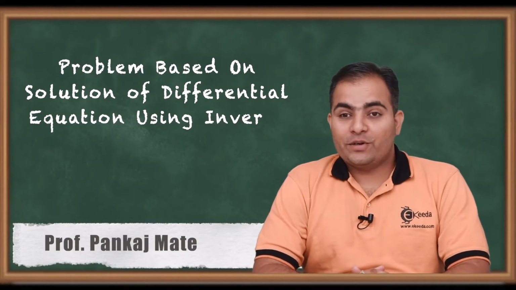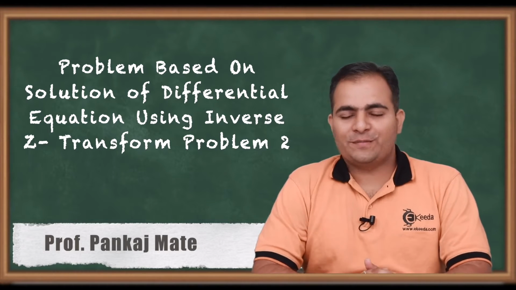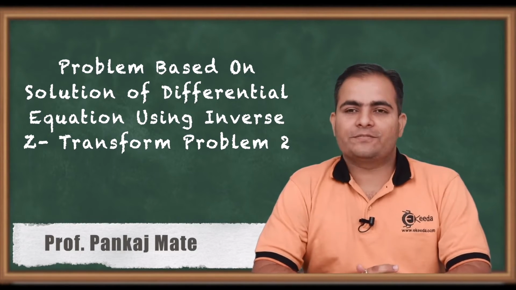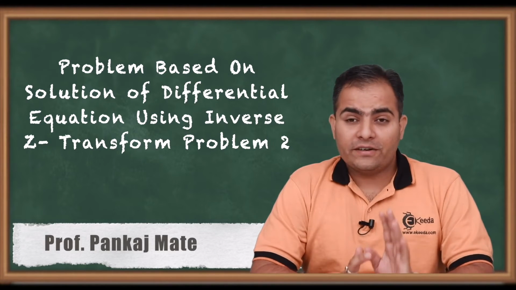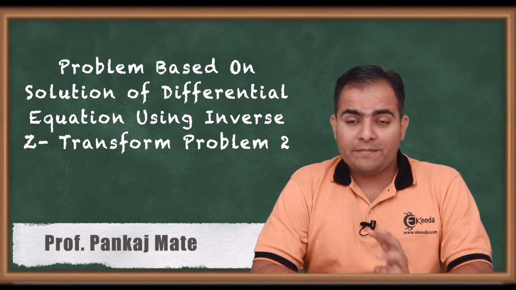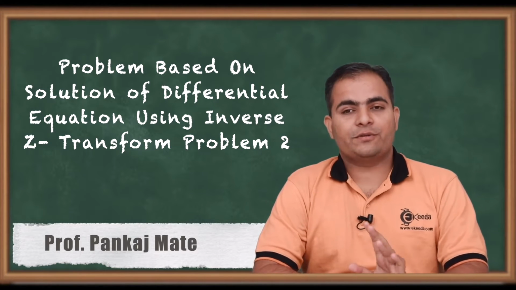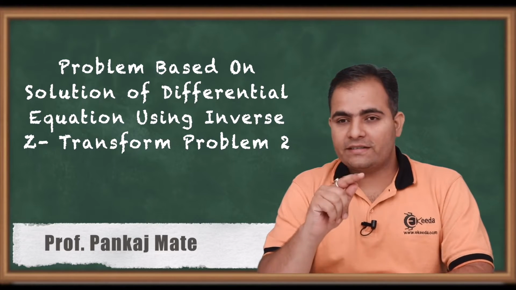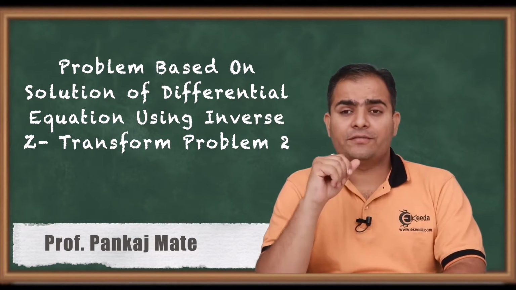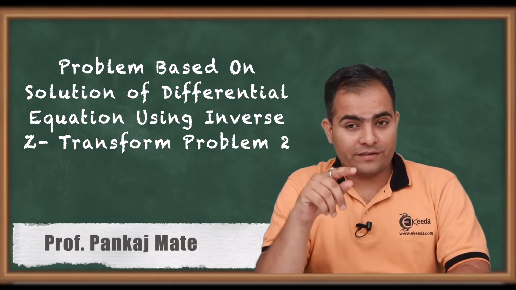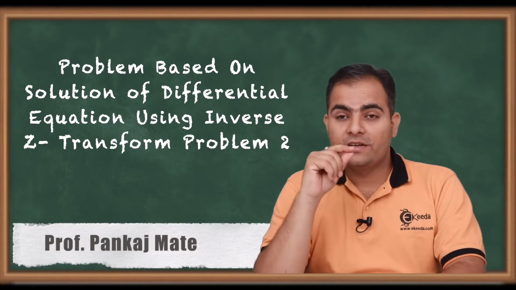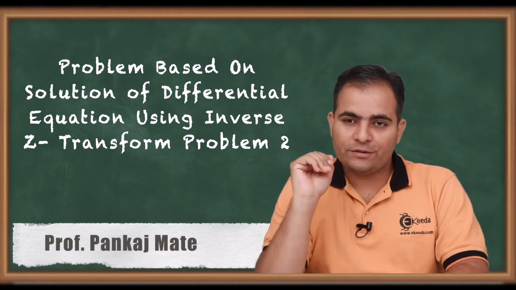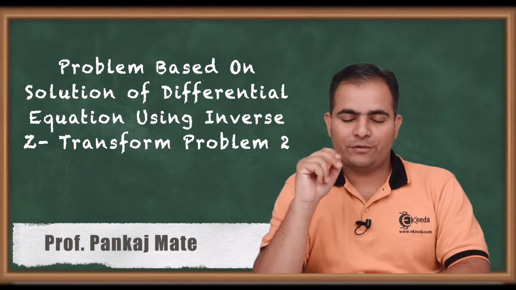Hello friends, and today we are going to study problem number 2, which is based on the solution of a differential equation using inverse Z transform. As I said, the first three numericals are completely based on transfer function, step response and impulse response, and the next three are completely based on ZIR, ZSR and total response. We know that if you want to calculate a transfer function, step response and impulse response, we will apply Z transform by assuming all the initial conditions are 0. Now we will move on to question number 2 first.